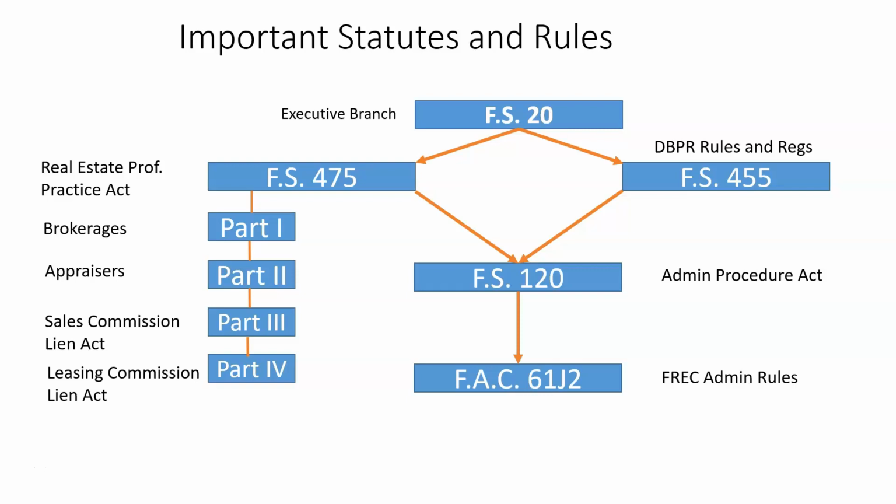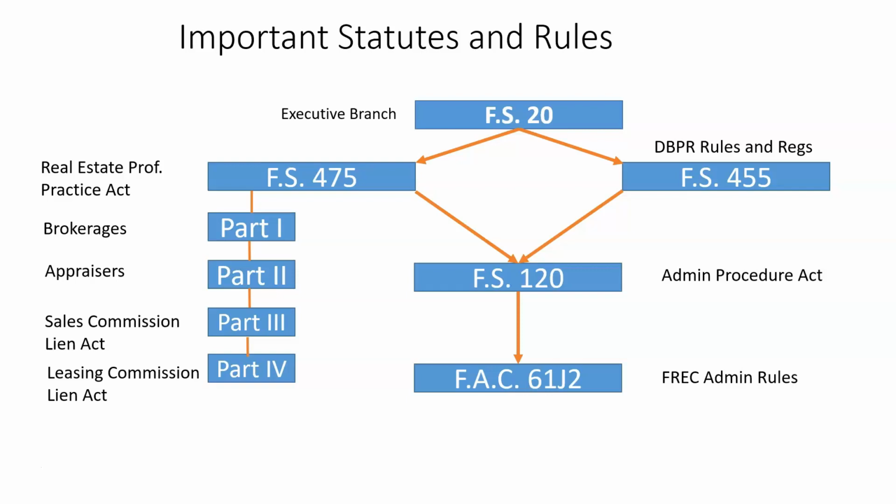475 is divided into 4 parts: Part 1, Part 2, Part 3 and Part 4. Part 1 is to do with brokerages and schools. Part 2 is the rules that determine how appraisers do their job. And Part 3 is the Sales Commission Lien Act, which we'll talk about later. Don't worry about that. And Part 4 is the Leasing Commission Lien Act.